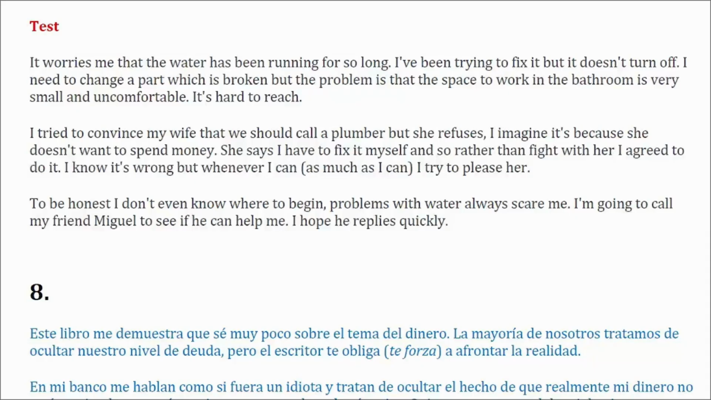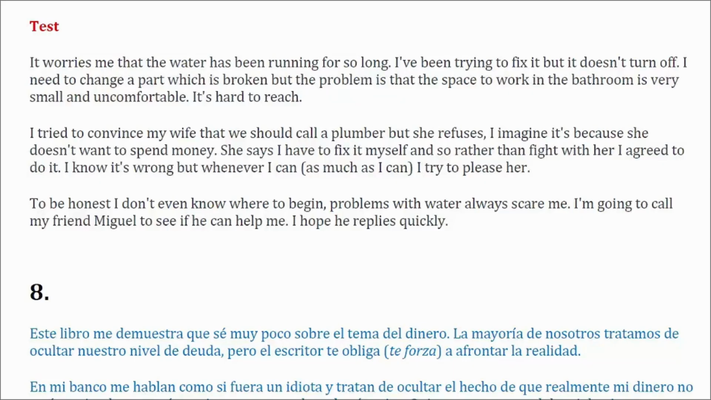Me imagino que es porque no quiere gastar dinero. Dice que tengo que repararlo yo mismo y entonces, en lugar de pelear con ella, acordé hacerlo. Sé que no es correcto, pero trato de complacerla tanto como puedo.